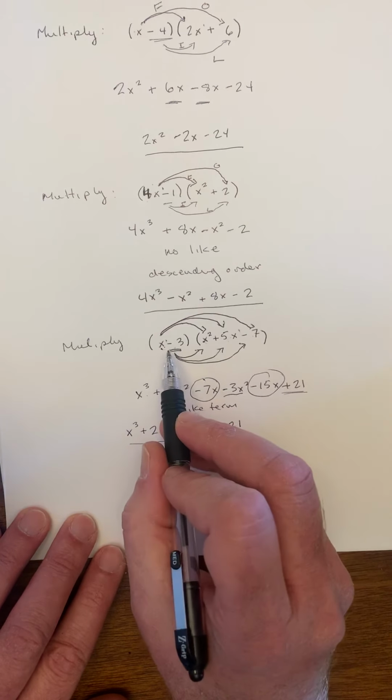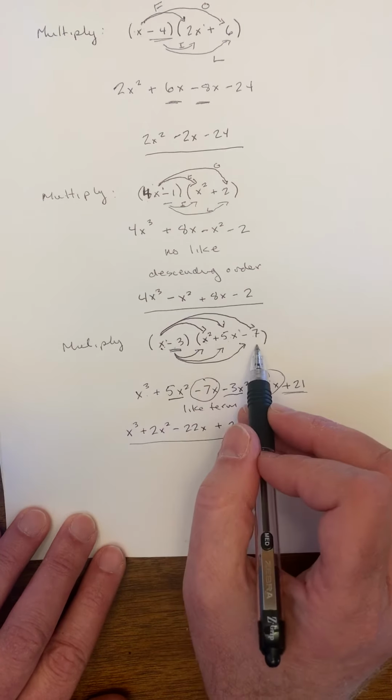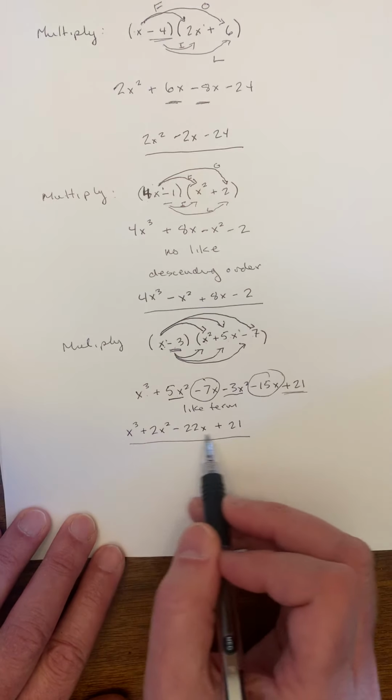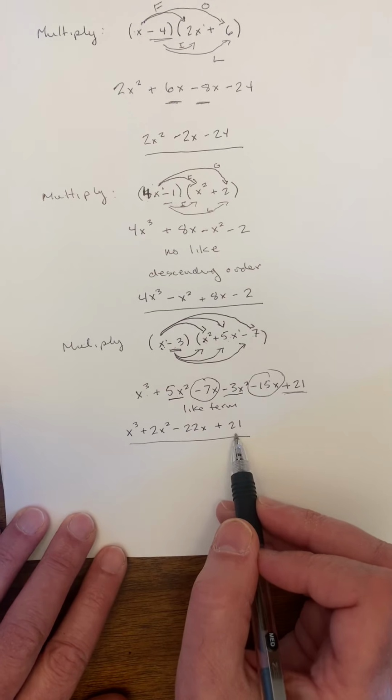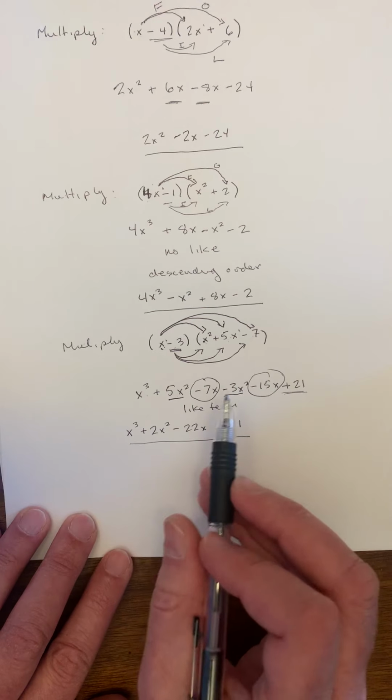I've multiplied, in this case, a binomial times a trinomial, and I end up with something that has 4 different terms. So please review these problems carefully.